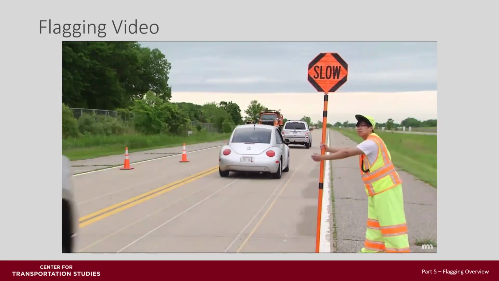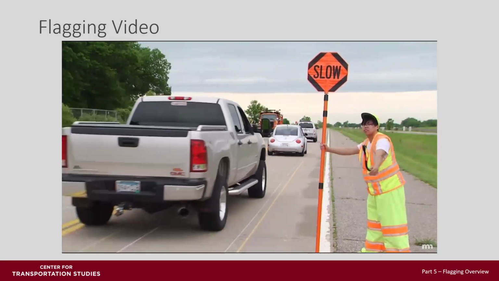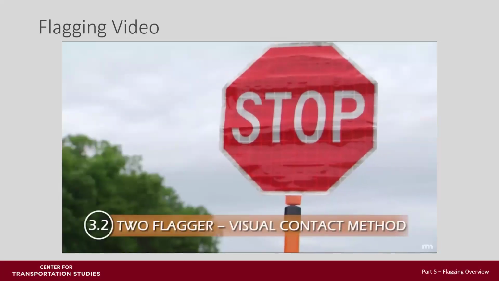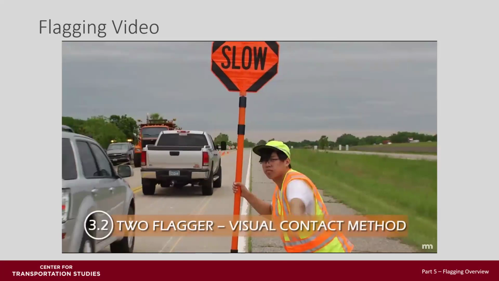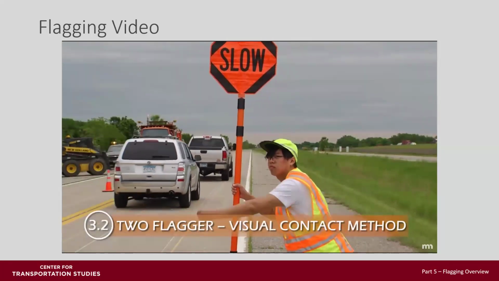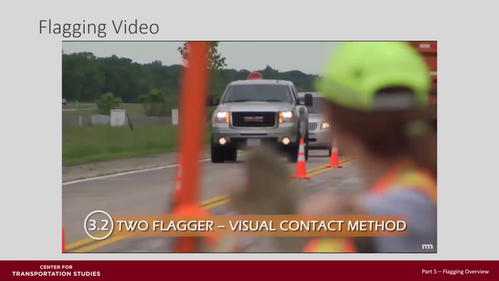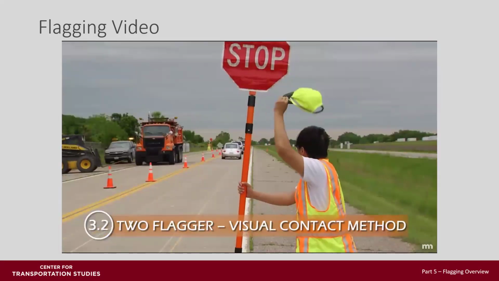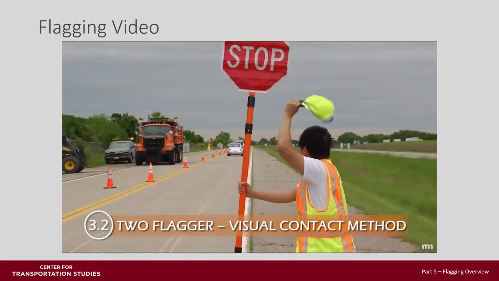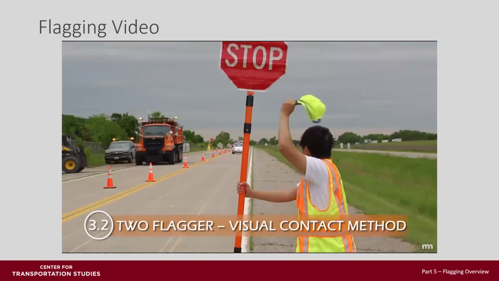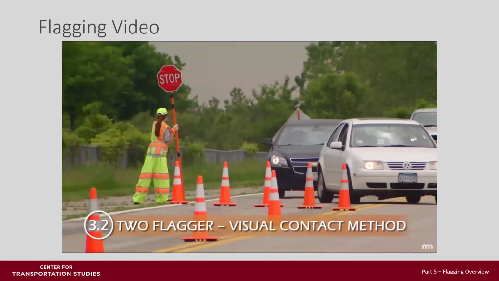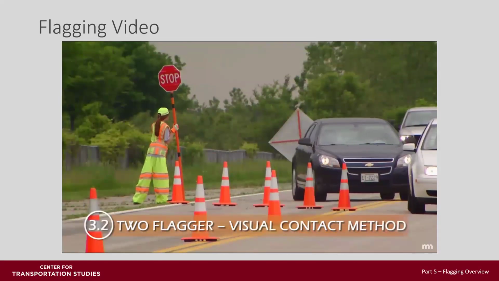If visual contact is possible in the work zone, then the operation normally works like this. One flagger displays the stop paddle and stops the traffic, while the second flagger displays the slow paddle and releases traffic. The first flagger continues to display the stop paddle and stop all traffic until the second flagger turns his paddle to stop and gives the all clear signal. This signal tells the second flagger he may release his traffic by displaying the slow paddle.